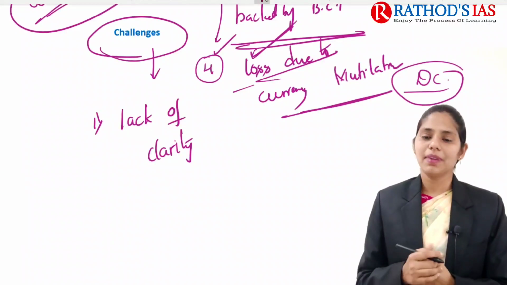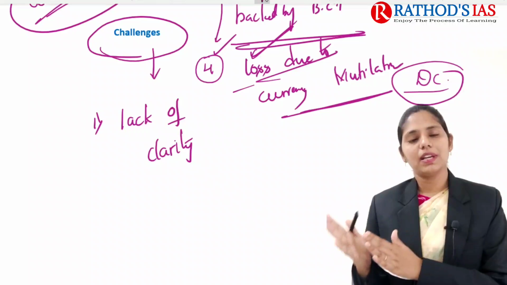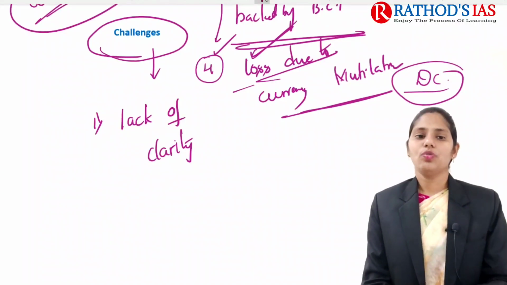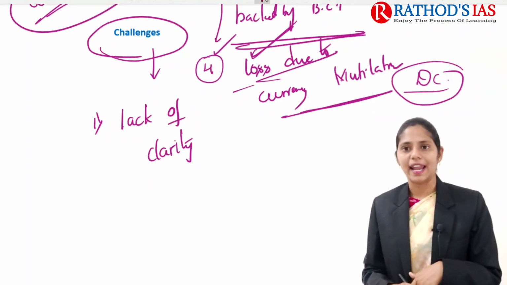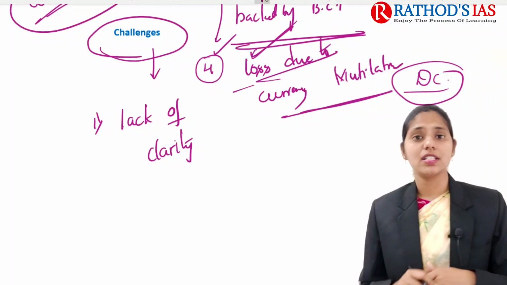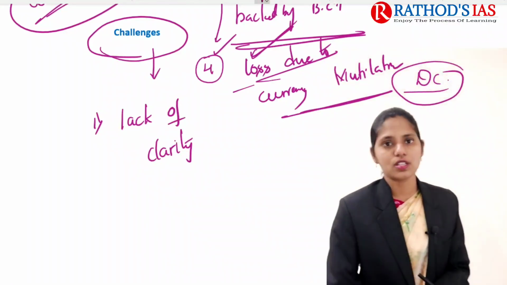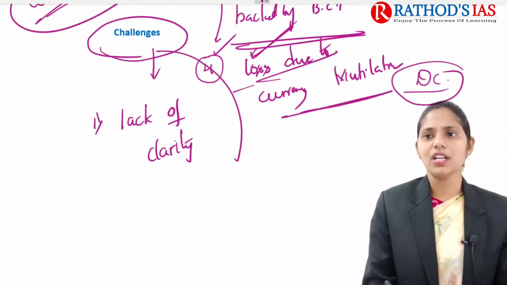Actually, China made a statement saying that the digital currency will be illegal. So we mainly have a lack of clarity. We do not have proper clarity regarding whether the other countries are going to accept this digital currency on par with the physical currency or not. We do not have proper clarity till now. So this is one important challenge.